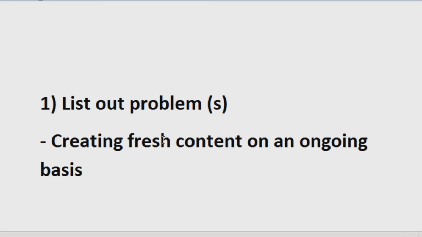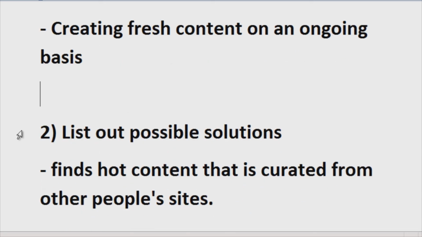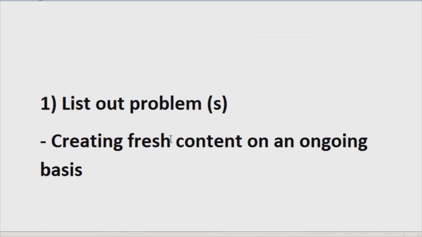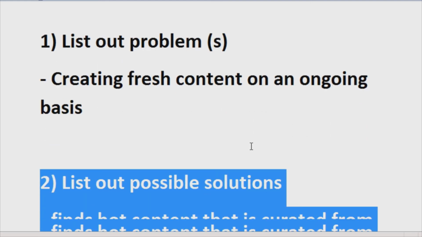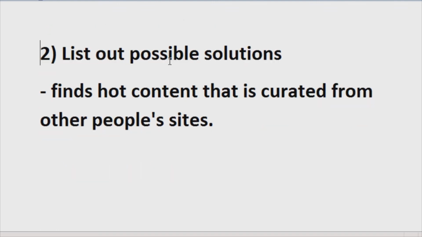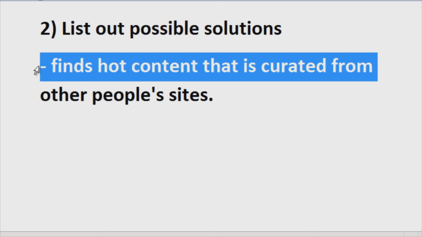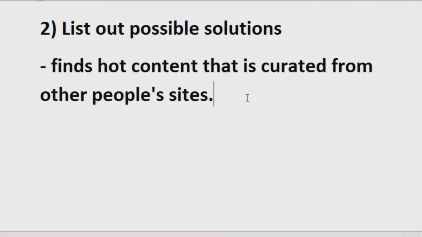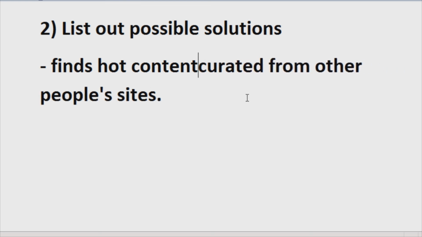Okay, so back to where we left off in the previous video. What we're going to do now is break down the list of possible solutions. We already figured out that the problem was creating fresh content on an ongoing basis. Now we're going to take the list of possible solutions right here, which is finds hot content that is curated from other people's sites and maybe places it on the WordPress post or the page. So let's write that down. So finds hot content that is curated. Let's break it down here.